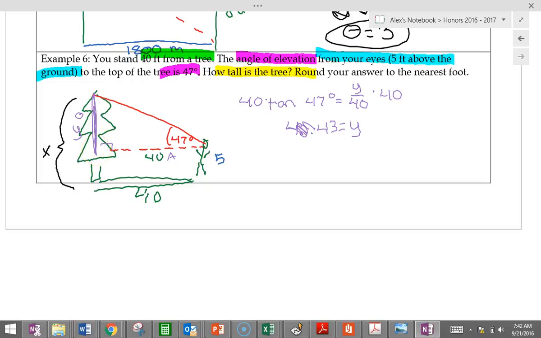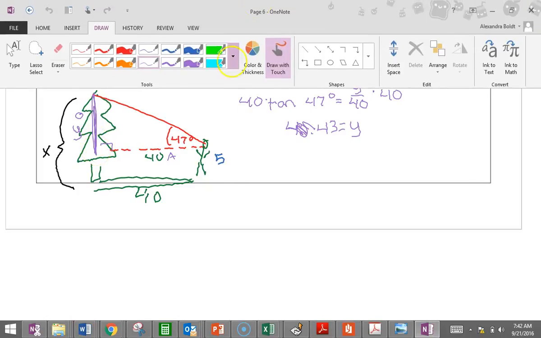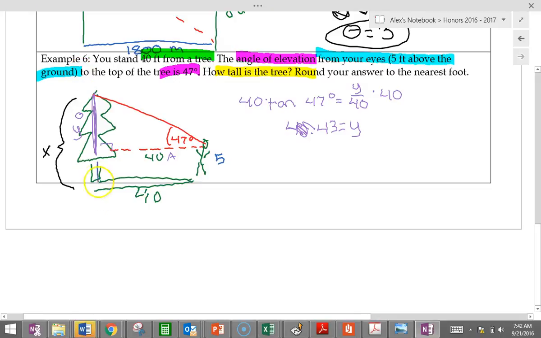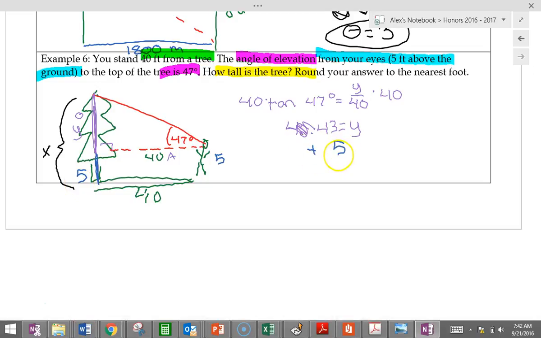I have to add in this part of the tree, which just like us is 5 feet. So we're going to add 5, so x equals 48 feet.